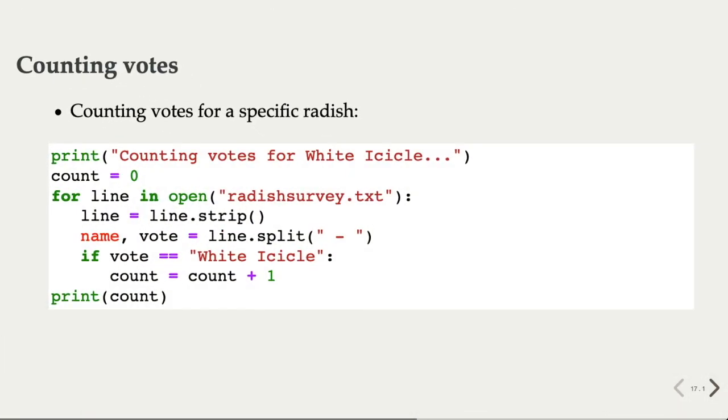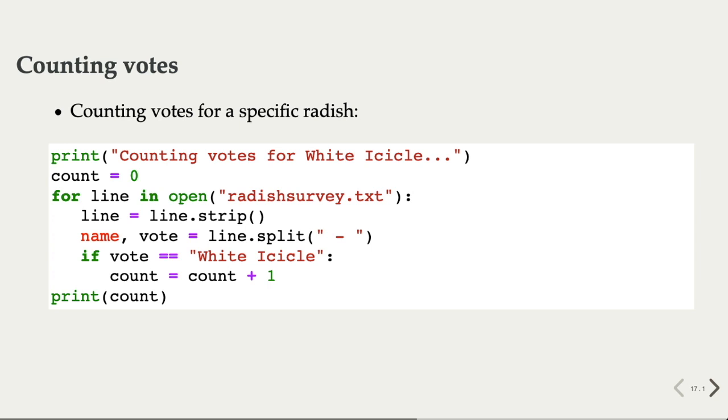Now back to the radish survey. The code here counts the number of votes for a specific radish, such as white icicle. It initializes the count as 0, goes through every vote line in the data, and whenever there is a match, adds 1 to the count. Now, this does the job well.